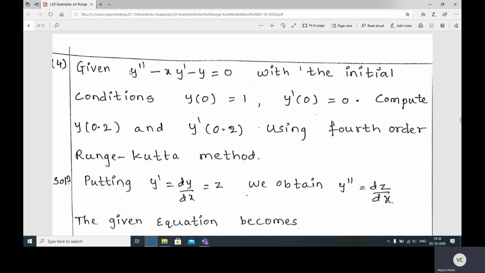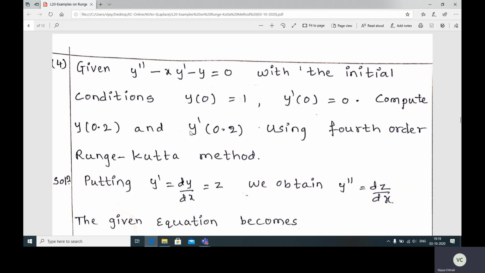So here what is the second order equation? Y double dash minus xy dash minus y is equal to 0. Y of 0 is equal to 1 means here y is equal to 1 when x equal to 0. Y dash of 0 is equal to 0 means y dash is 0 or z is 0 at x equal to 0. Now we need to compute y of 0.2 and we need to find y dash also.